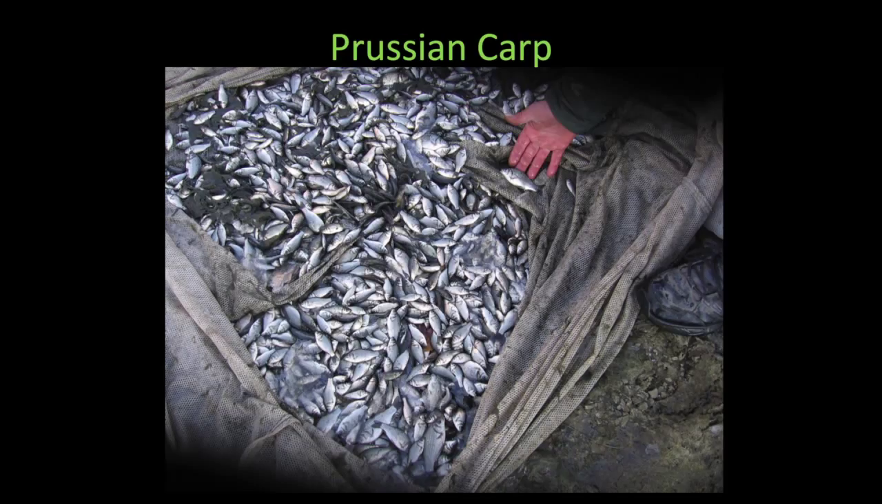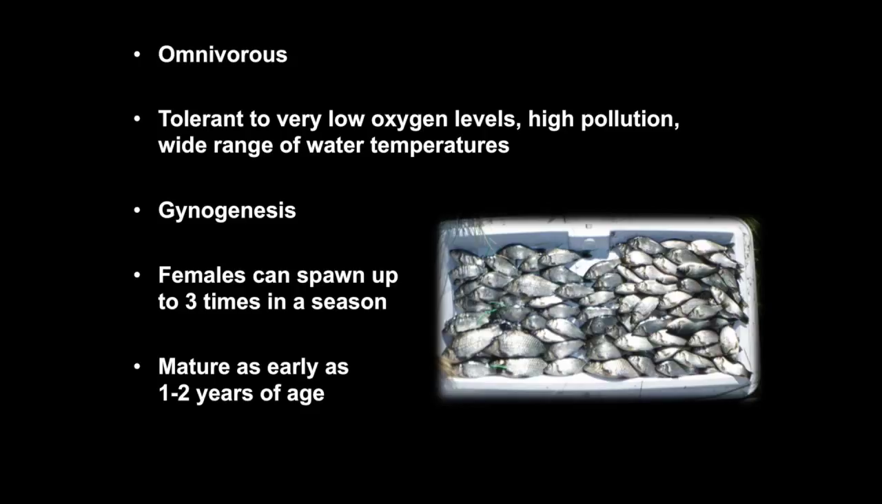This is Prussian carp. It is fun. It's a very, very rapidly reproducing species. So it's omnivorous, it's tolerant to very low oxygen levels. It basically can live in anything that's wet, no matter how dirty it is, as long as it's wet, it's good. It does gynogenesis, which I don't know if you know what that is, but it's a bit freaky. They can fertilize their eggs with any species. It doesn't need to be a male and a female Prussian carp. So basically, if there's one female Prussian carp, you can get a whole population of Prussian carp.